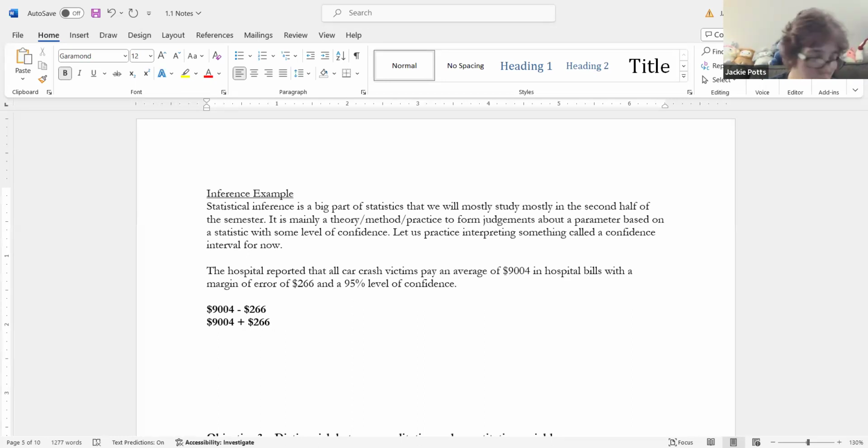It is a range. So a confidence level is a range. So if I add or subtract, that's what it is. I'm adding or subtracting. If I go 9,004 and subtract off, I get 8,738. If I add it, I end up with 9,270. So here's my inference. Percent.